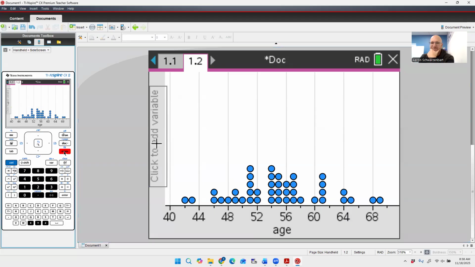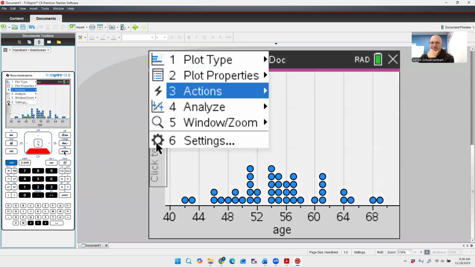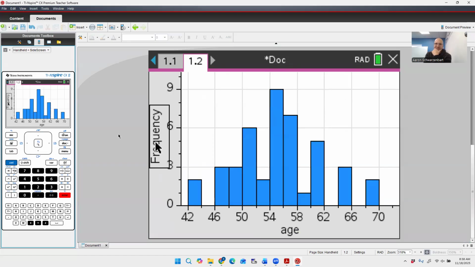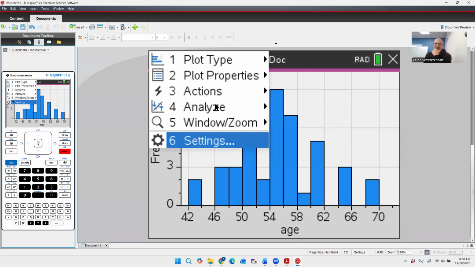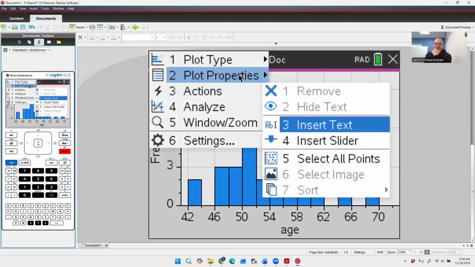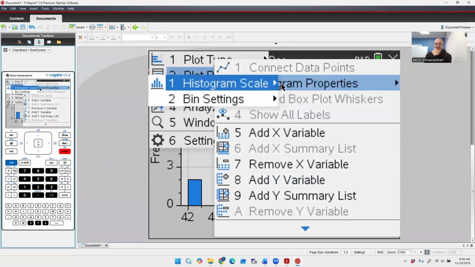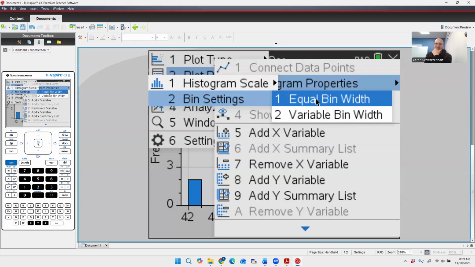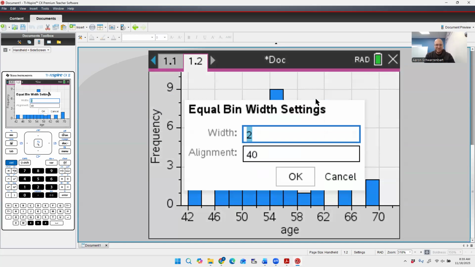If we want to change, though, to a histogram, we're going to go Menu, Plot Type, Histogram. Now, this does not look like the histogram that the book shows you. To get the histogram that the book shows you, you need to go Histogram Scale, or bins. Let's start with bin settings. Equal bin widths by 5. The alignment is where you start from.